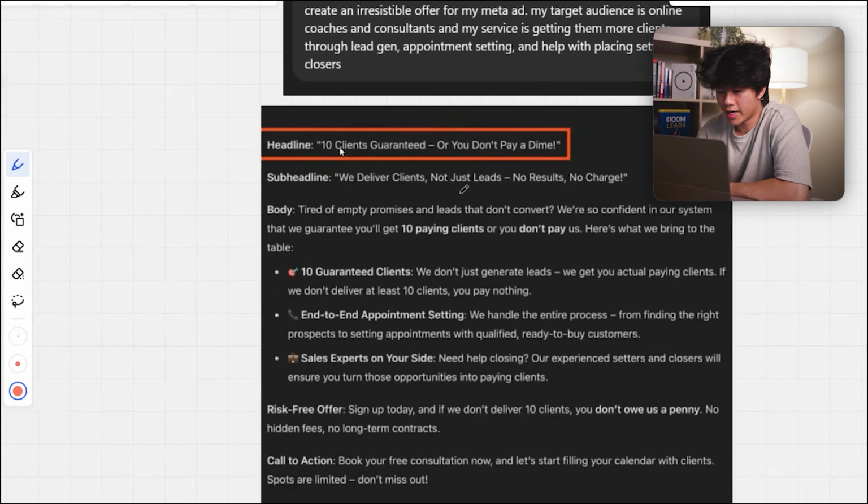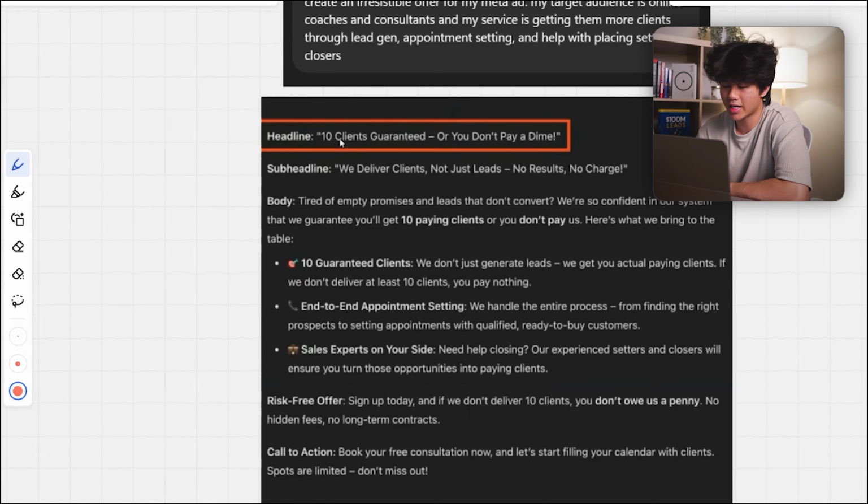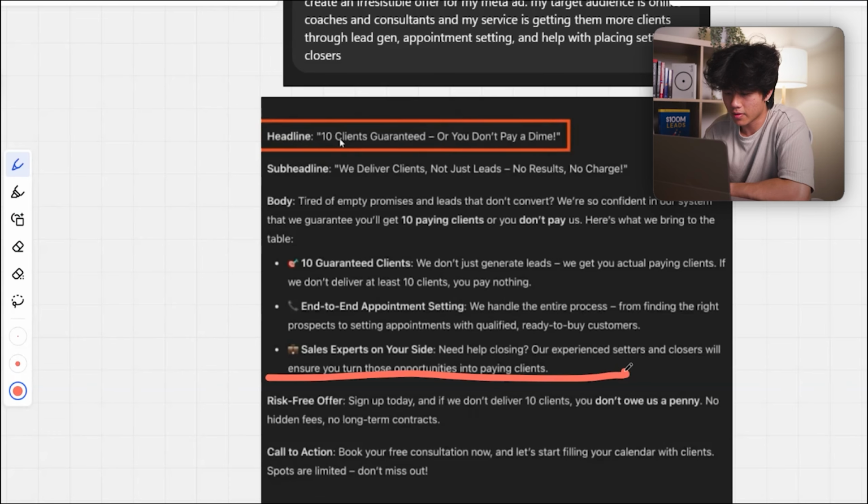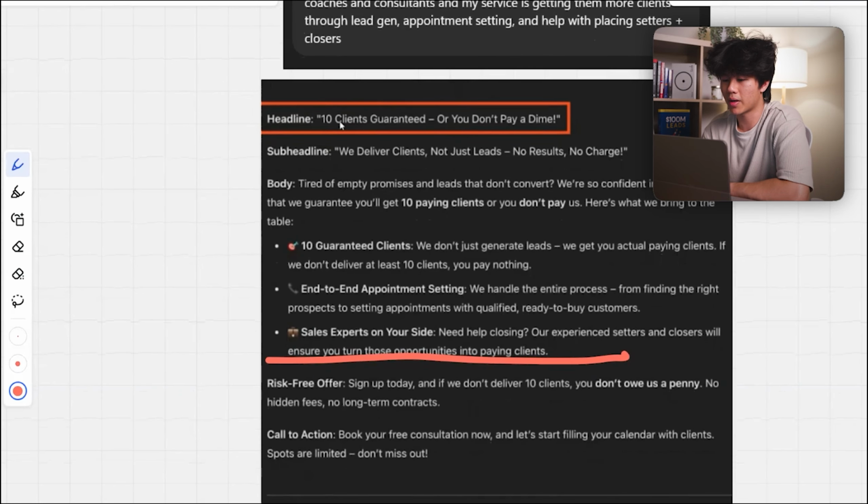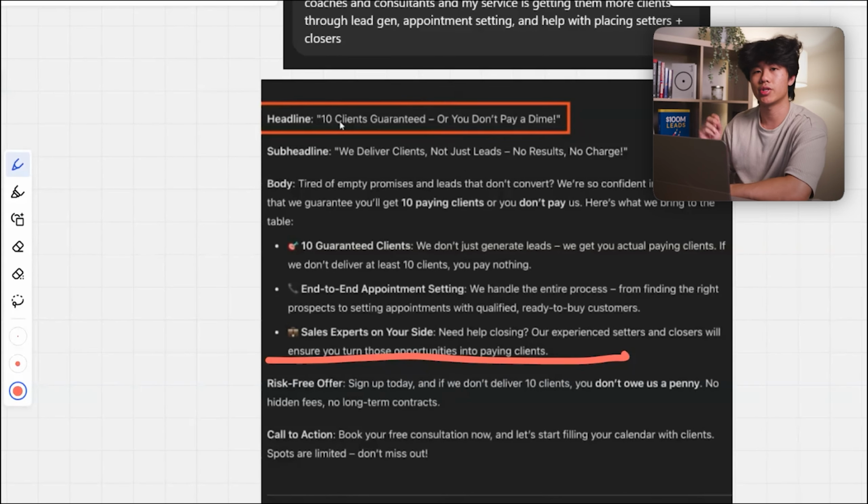So this is the headline that it generated us. It has 10 clients guarantee and a risk reversal, or you don't have to pay a dime. This is the exact offer that we use for our creative. And for the body, this is what the ad copy is going to be. Right? Tired of empty promises and leads that don't convert. We're so confident in our system that we guarantee you 10 paying clients or you don't have to pay us. So here's what we bring to the table.